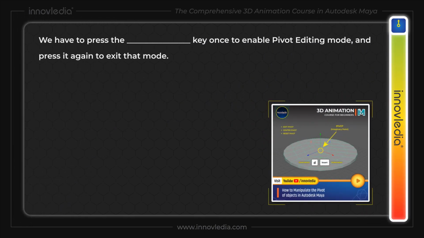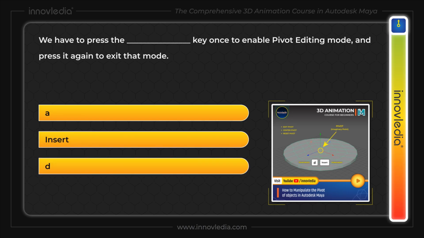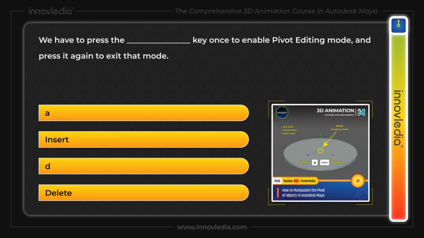We have to press the dash key once to enable pivot editing mode and press it again to exit that mode. The options are A. Insert, B. Delete. Your time starts now. And the correct answer is insert.